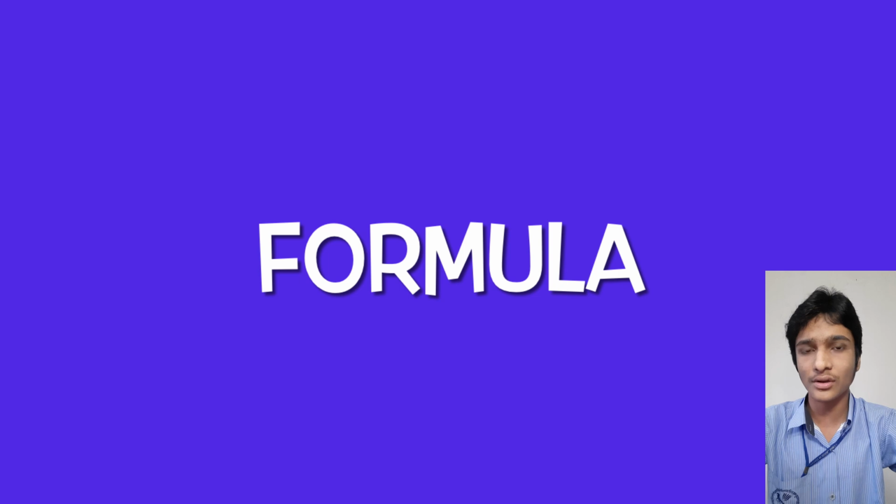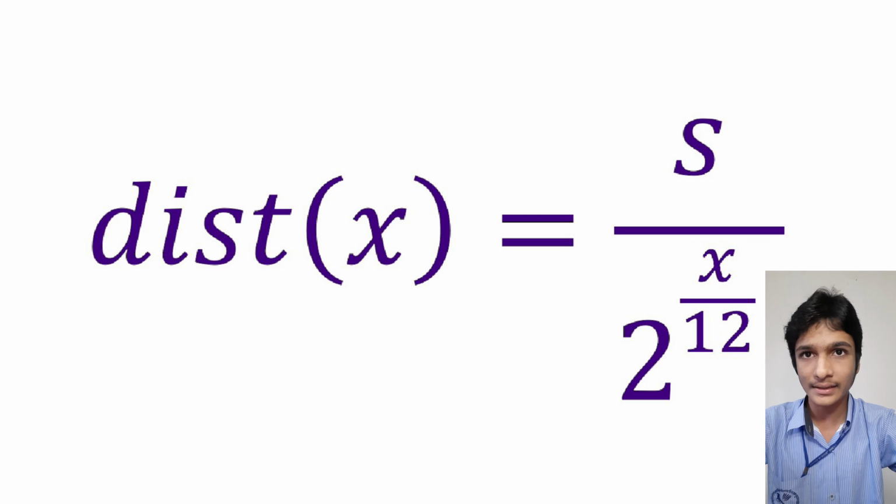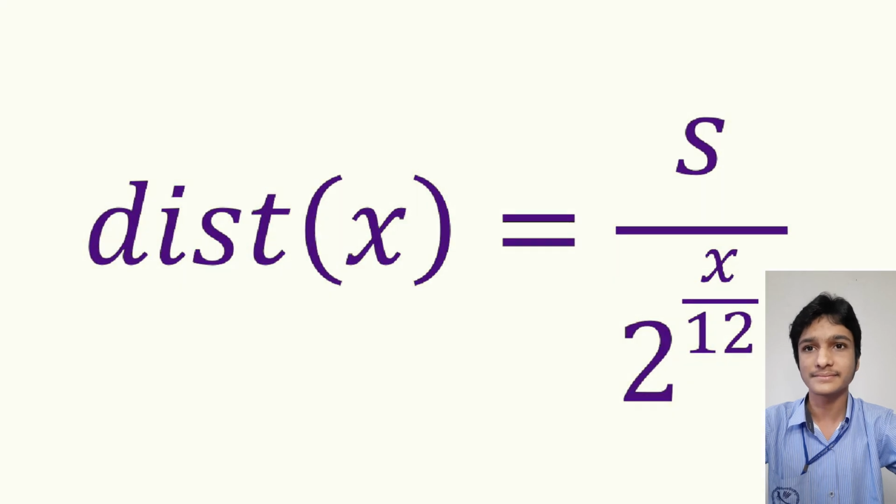This also gives us a complex yet useful formula. Distance of x equals s divided by 2 to the power x/12. X is the number of the fret, s is the length of the string, and the distance is that from the bottom end of the string to the fret.